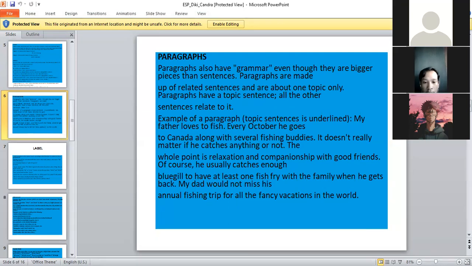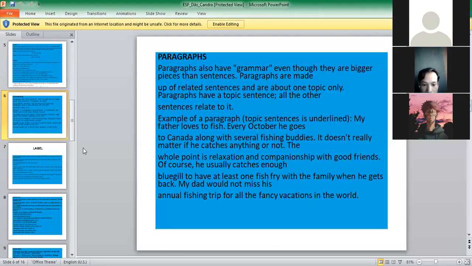Every October, he goes to Canada along with several fishing buddies. It doesn't really matter if he gets anything or not. The whole point is relaxation and companionship with good friends. Of course, he usually catches enough bluegill to have at least one fish fry with the family when he gets back. My dad would not miss his annual fishing trip for all the fancy occasions in the world.